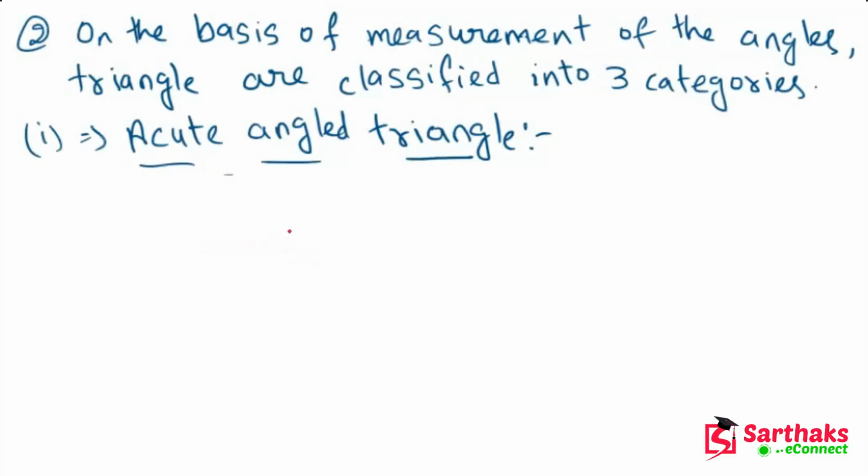Okay my dear friends, now let's suppose we have a triangle like this. In this, one angle is 60 degrees, this angle is 70 degrees, and this angle is 50 degrees. So this triangle is an acute angle triangle because all the angles of this triangle are less than 90 degrees. If you see, this is 60 degrees which is less than 90, this is 70 degrees which is less than 90, and this is 50 degrees which is less than 90. I hope you get this point. So now let's move on.